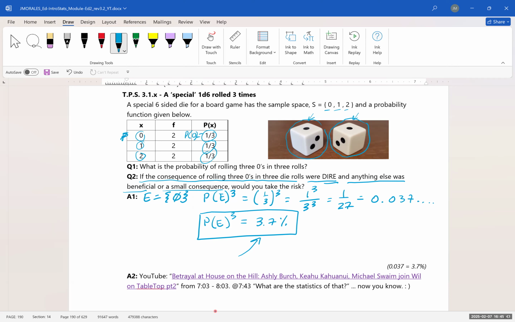So here for answer 2, I put a YouTube video, and if you start it at 7 minutes in and watch it for a full minute, you can see an example of this probability play out in an actual board game.